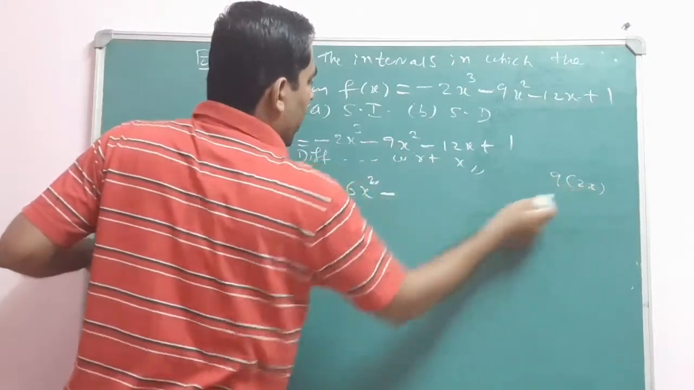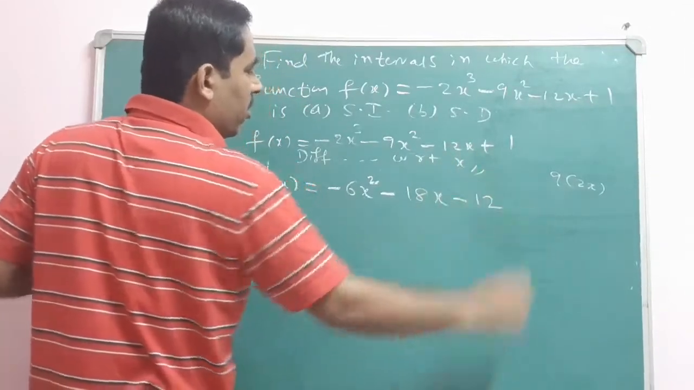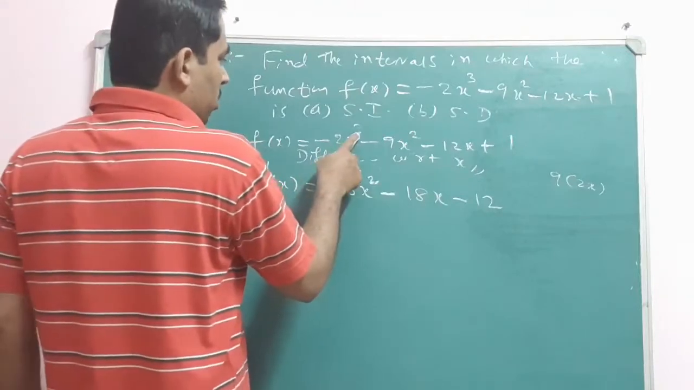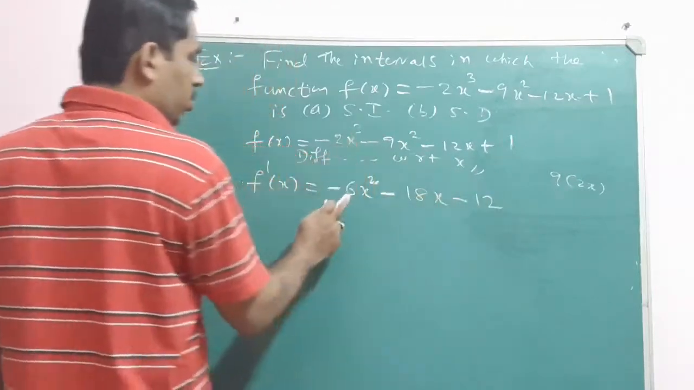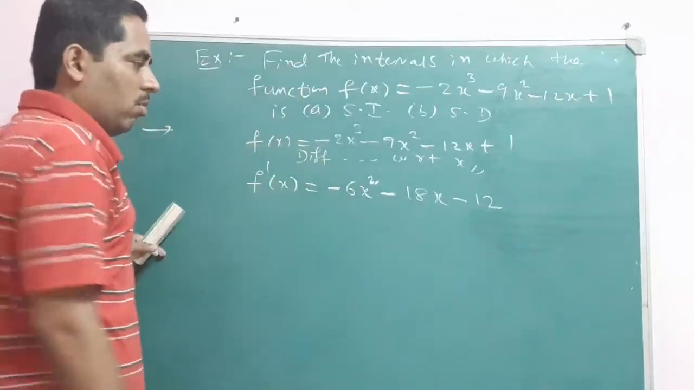Derivative of x square is 2x, so that will be 18x. Then minus derivative of 12x is 12. Then the derivative of 1, a constant, is 0. We know that the derivative of x cube is 3x square, so 3x square into 2 means 6x square. So this completes one step here.